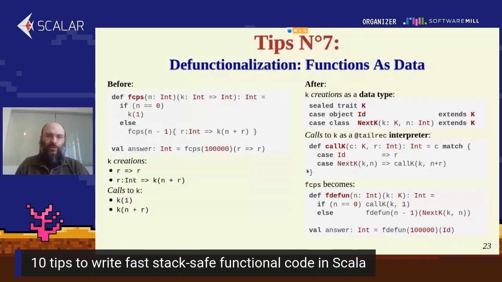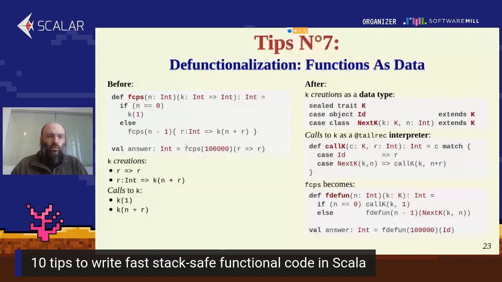Okay, it sounds very difficult, and actually it is, but I'll give you the idea. What you see on the left is the version we start from. We start with the fcps function, the one that we transformed just before. And we have to locate all the creations of the k argument that we do.